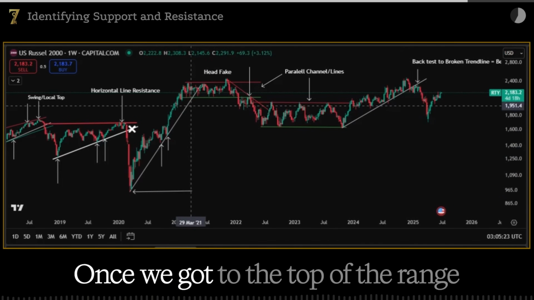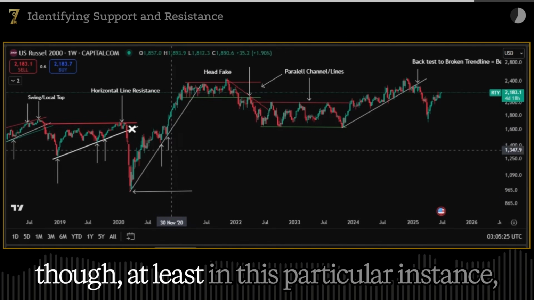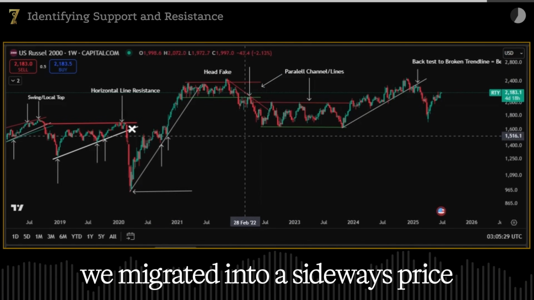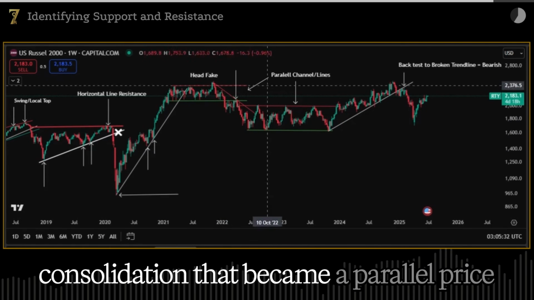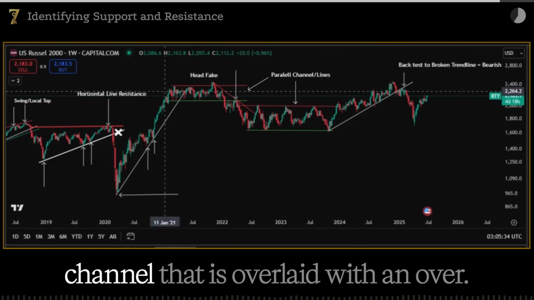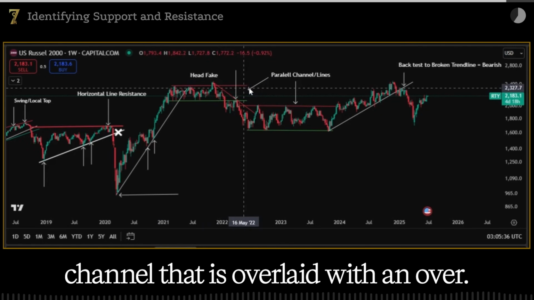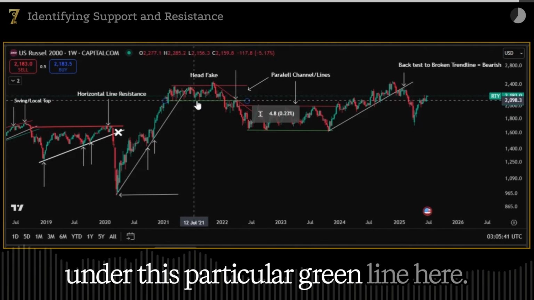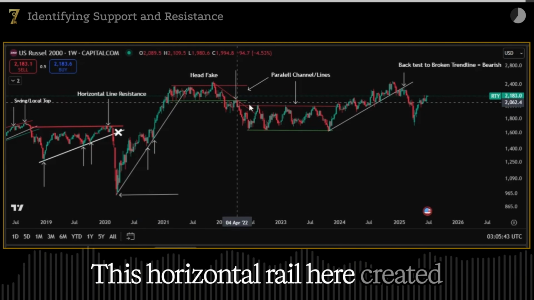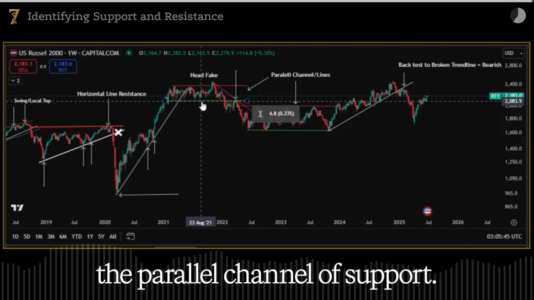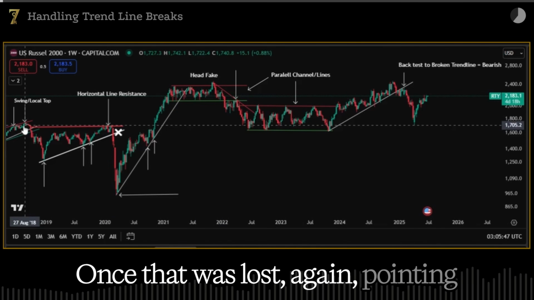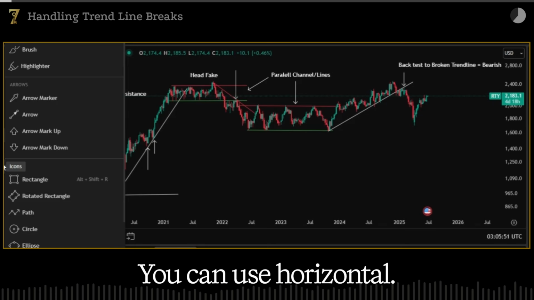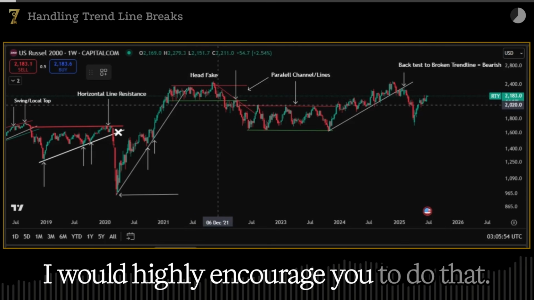Once we got to the top of the range, though, at least in this particular instance, we migrated into a sideways price consolidation that became a parallel price channel that is overlaid with an overhead resistance rail and an under, this particular green line here, this horizontal rail here, created the parallel channel of support. Once that was lost, again, pointing this to your attention, trend lines don't have to necessarily be diagonal. You can use horizontal. I would highly encourage you to do that.